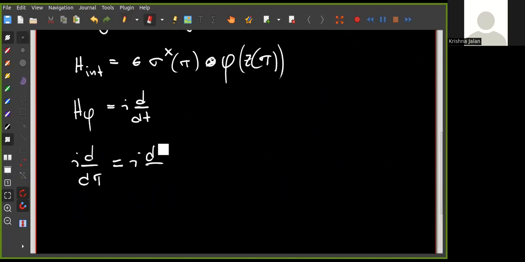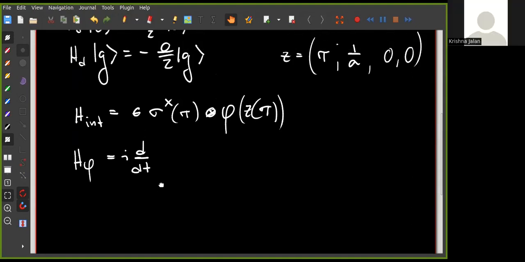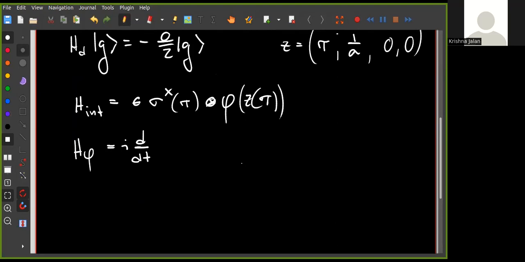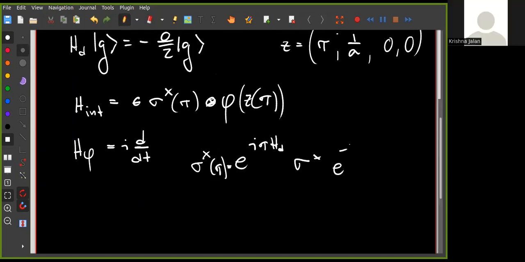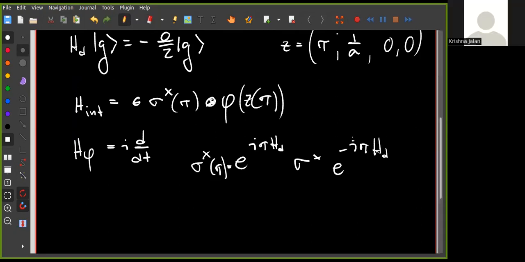Why is the Pauli matrix a function of tau? Sorry? So the sigma x Pauli matrix, why is it a function of tau? Oh, because we are in the interaction picture, so this evolves. I see. But what is the evolution like? Oh, it is going to be sigma x of tau equals e to the i tau H_d sigma x e to the minus i tau H_d. Okay. Thanks. You're welcome.